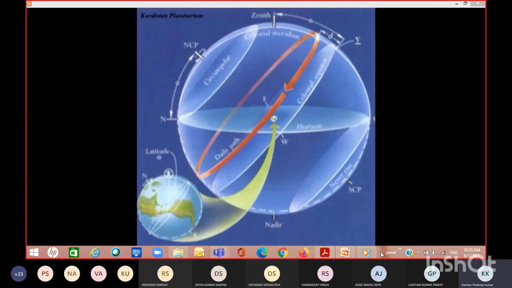Okay. At this point, I would like to explain to you one more important definition. What is a vertical circle and what is a prime vertical? Have you heard about this, read about this in the book or no?